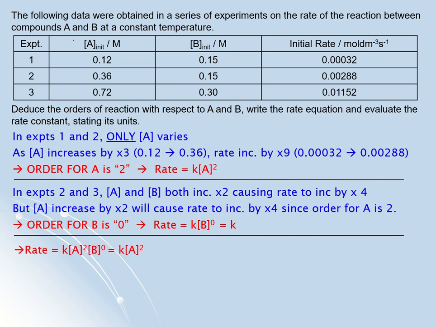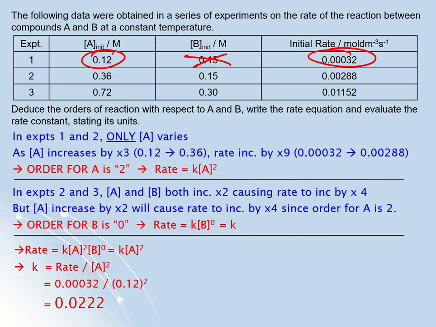Then we've got to work out the k value. For the k value we would just take that, and I'm ignoring B because that's 0 order. So I'm just doing 0.0032 divided by 0.12 squared, which is 0.0222. And don't forget your units. We should be good at getting units by now.